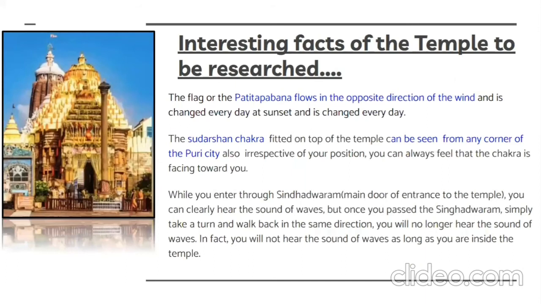Next we look at the interesting facts of the temple, which are also called the myths of the temple, which have to be researched. The flag flows in the opposite direction of the wind and is changed every day at sunset. The Sudarshan Chakra fitted on the top of the temple can be seen from any corner of Puri city.